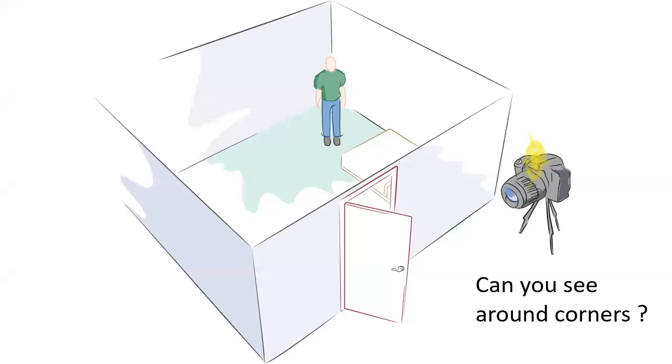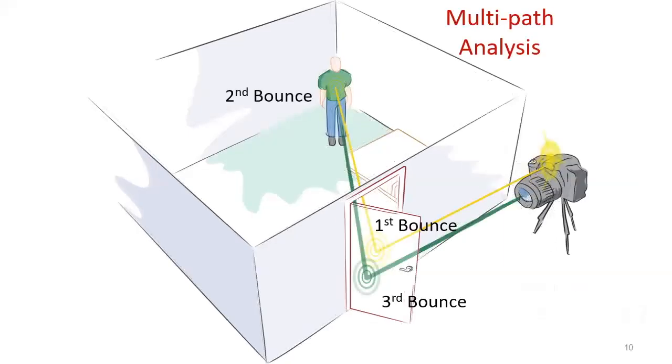So if you want to see around corners beyond line of sight, then what you do is, you shine light on the door. That's your first bounce. It goes inside. It bounces around back to the camera, and then after third bounce, the camera. So analyzing these multiple bounces of light, you can see around corners.